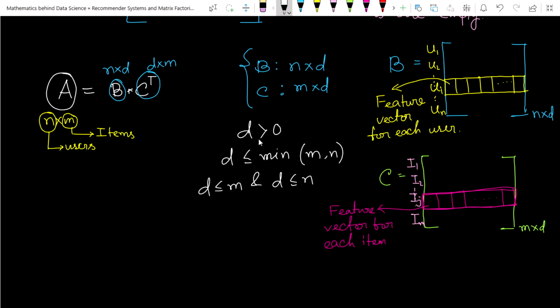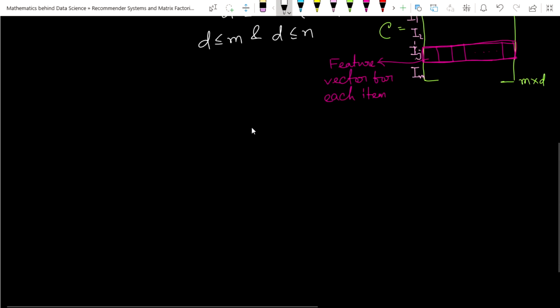The meaning of D is the smaller, minimum value of M and N. It's the dimension of the features for each user, and as well for each item, it's the features dimension. You can treat D like that. I think you got the idea how matrix factorizations are useful in this collaborative filtering. Now let's discuss the internal mathematics, how we will use this.